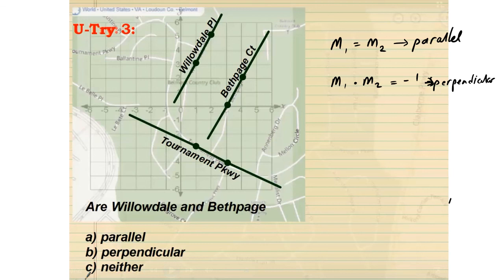Here, for example, if we would have 3 over 2 and negative reciprocal of that would be -2 over 3, which is equal to -1, that's a case where two slopes are perpendicular. Then, if two lines are neither parallel nor perpendicular, then they would be just intersecting. It would be neither case. Look at the slope of these lines on this U-try and determine whether Willowdale and Bethpage streets are parallel, perpendicular, or neither.